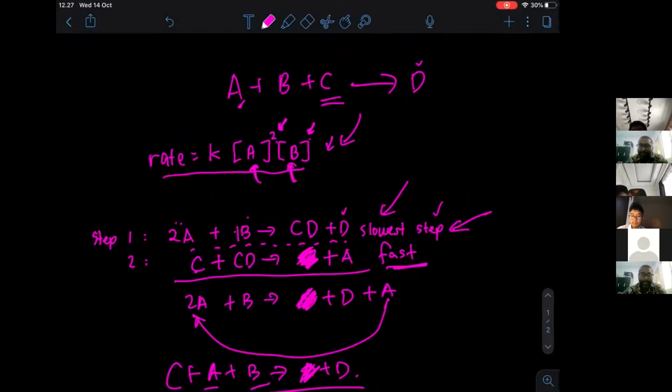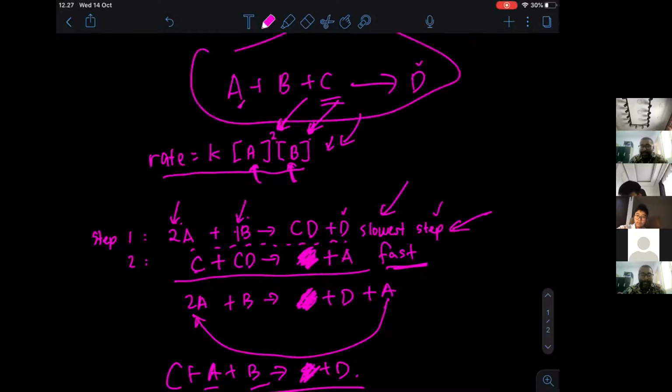Can you understand this? Sir, this is actually done in the video. If already in the mechanism, the coefficient is the order. Yes, but only for the slower step. If it is in your slower step, the stoichiometric coefficient will be used as the order of the reaction, only for the slower step. You cannot simply use it directly from the main equation.